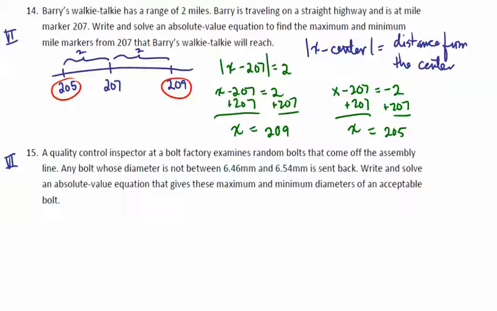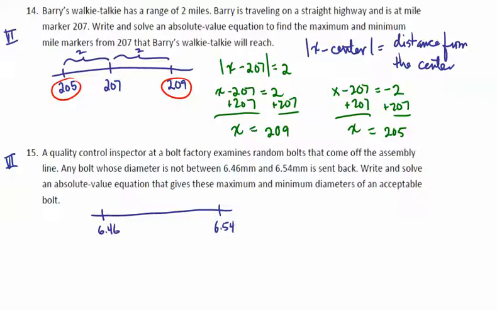All right, problem number 15. A quality control inspector at a bolt factory examines random bolts that come off the assembly line. Any bolt whose diameter is not between 6.46 and 6.54 millimeters is sent back. Write and solve an absolute value equation that gives these maximum and minimum diameters of an acceptable bolt. So what we're given in this particular situation is not the center and the distance from the center as in the previous problem. What we're given here are the two endpoints, 6.46 and 6.54. And we need to calculate both the center and the distance from the center.